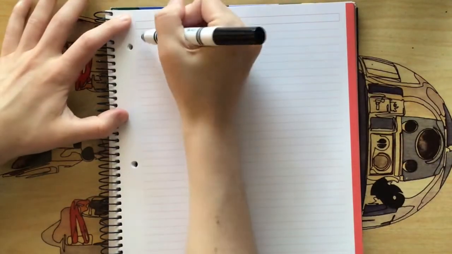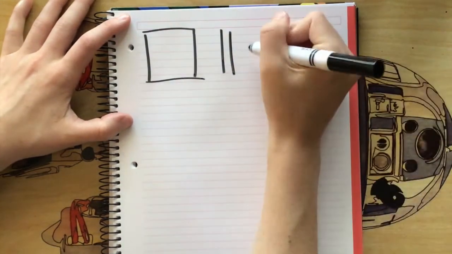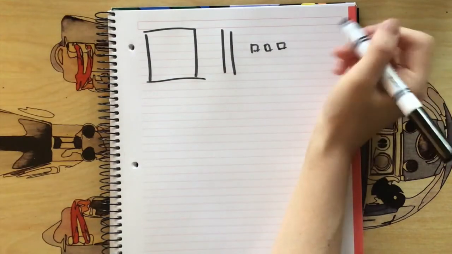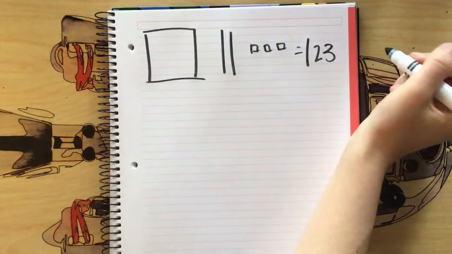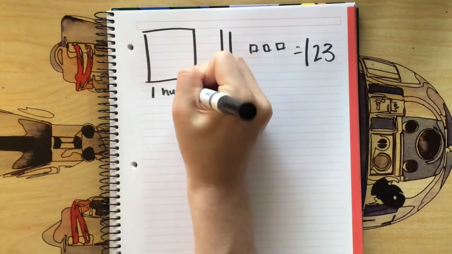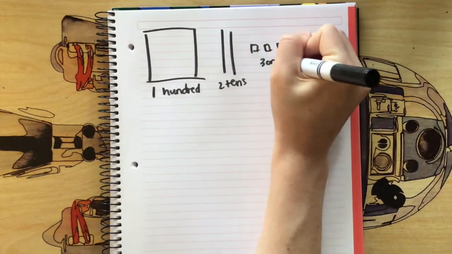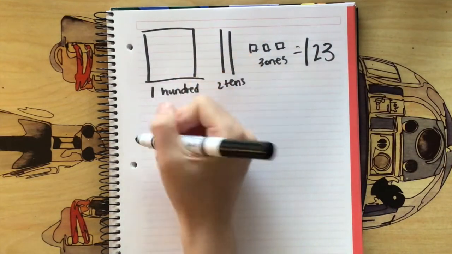So if we have a big block like this, 2 lines and 3 little squares, what we have is the number 1, 2, 3. 123. We have a 100 block, 2 10s, and 3 1s. So just like how we did the 1s and 10s, now we're adding in a 100.